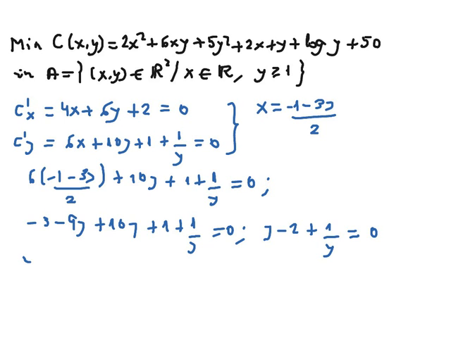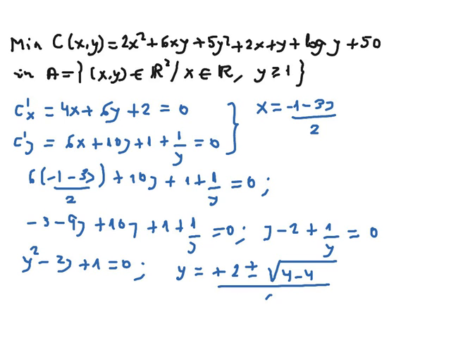Now I do common denominator, y squared minus 2y plus 1 is 0. So y is 2 plus minus the square root of 4 minus 4, over 2. So y is 1. Y is 1 and x is minus 2.